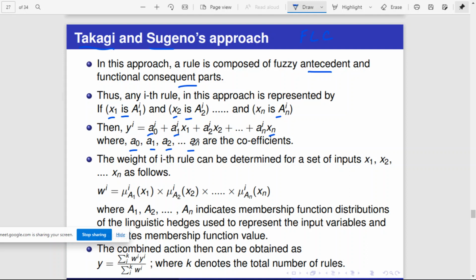Apart from this, we should also find the weight. The weight of the ith rule can be determined for a set of inputs x1, x2 up to xn. The weight of the ith rule is nothing but the membership value of x1 into the membership value of x2, and so on up to xn. So all the membership values are multiplied and then you get the weight.